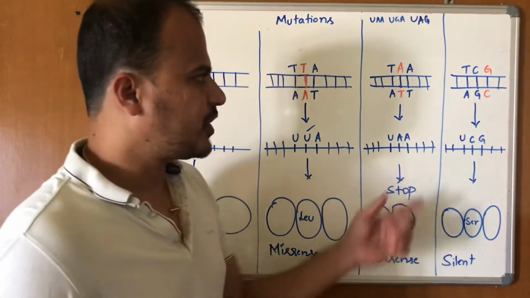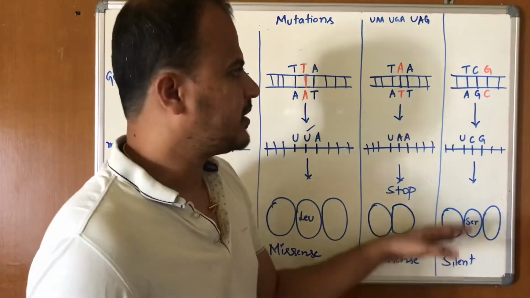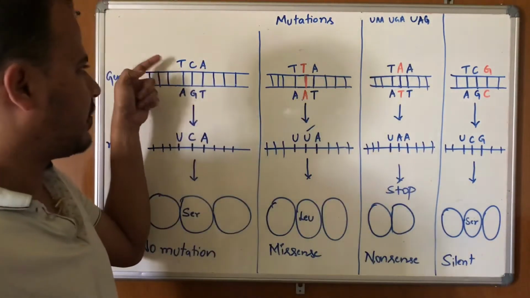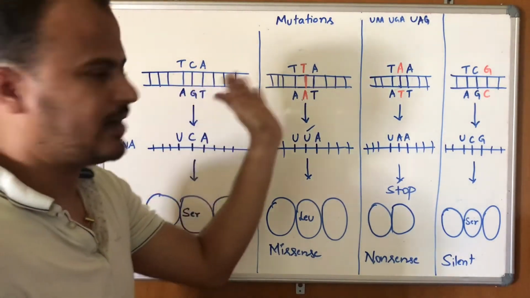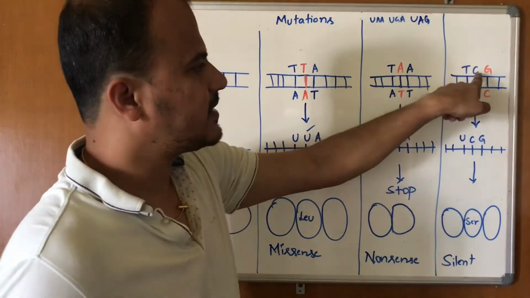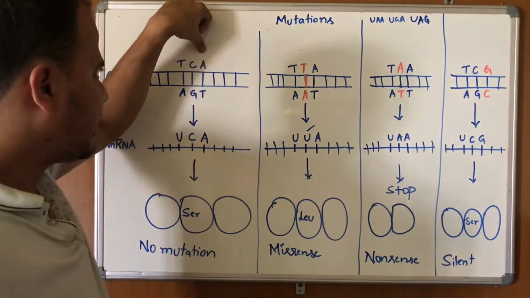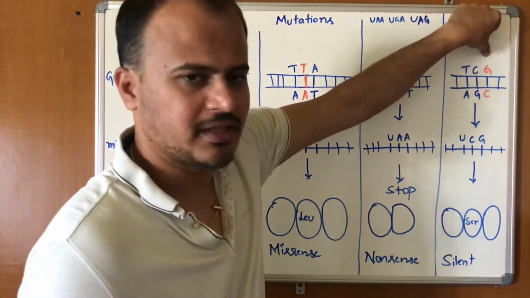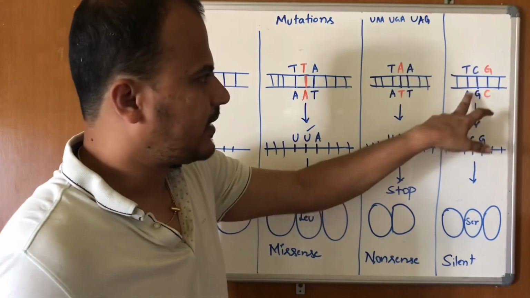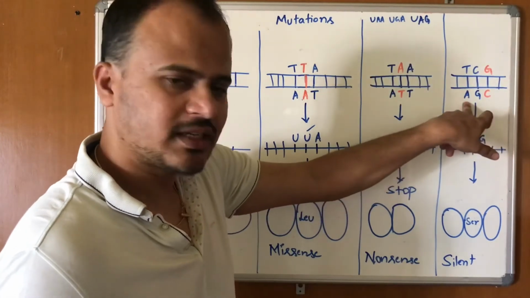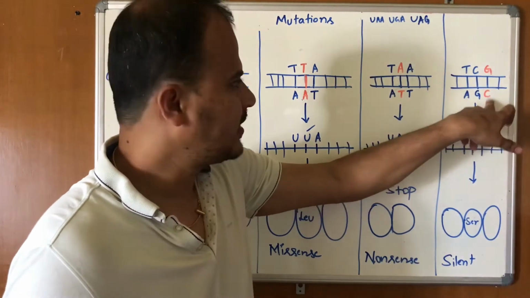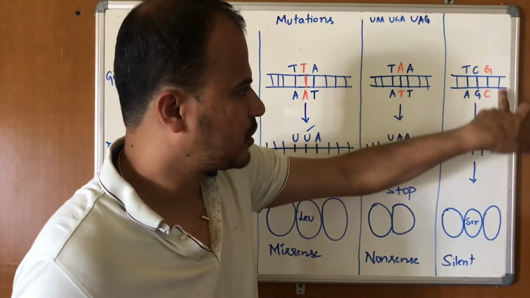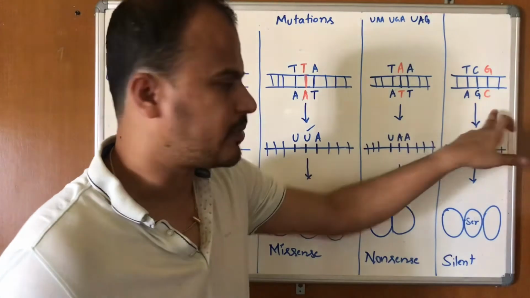The next type of mutation is silent mutation. Let's take the example of the same DNA segment. We had TCA in a strand. Instead of TCA, there is TCG. Adenine is replaced by guanine in this strand. Subsequently, the other strand, complementary to TCG, is AGC. So you can see that there is an incorporation of the mutation in the last base.